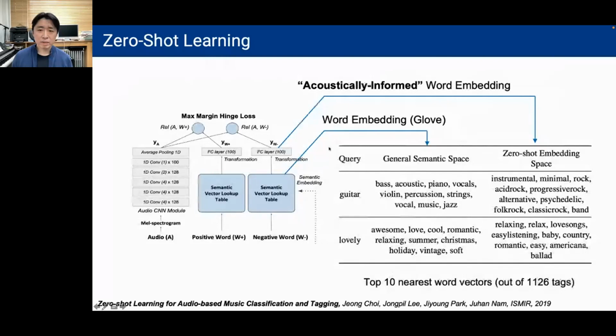Another observation is in the transformed word embedding space. In the original word embedding space, the top 10 nearest words to lovely include awesome, cool, romantic, relaxing, and so on. But after the space is acoustically informed by the metric learning, the top 10 nearest words to lovely include love songs, easy listening, and ballad, which are more musically oriented.